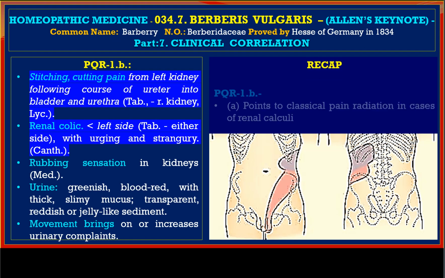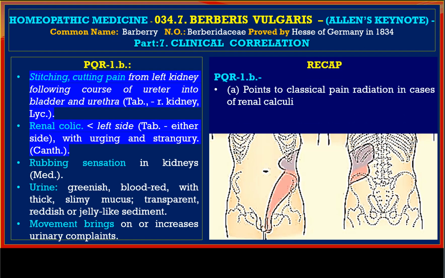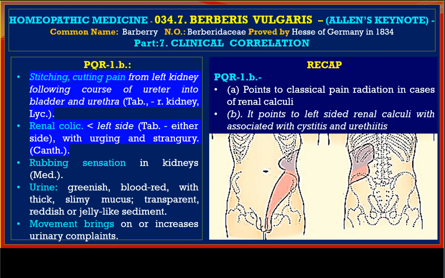So what we see, let us recall. Again, I would like to repeat the PQR1B. This diagram points to classical pain radiation in cases of renal calculi, and it points to left-sided renal calculi associated with cystitis and urethritis. The bladder and urethra, stitching cutting pain in the bladder and urethra points to cystitis and urethritis here.